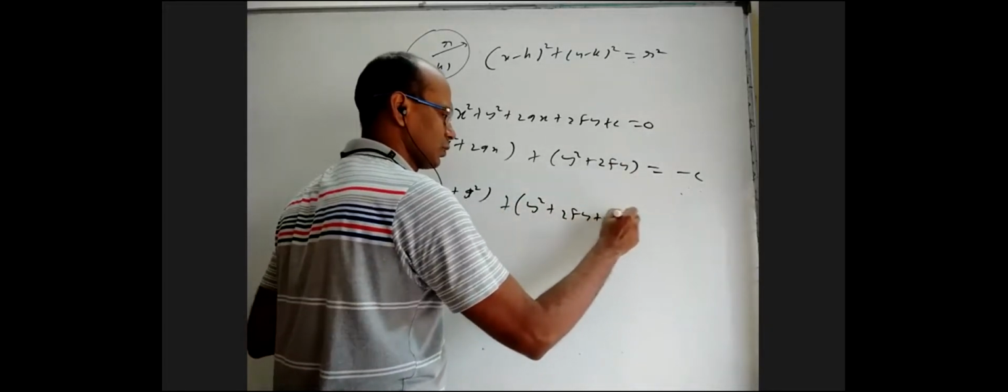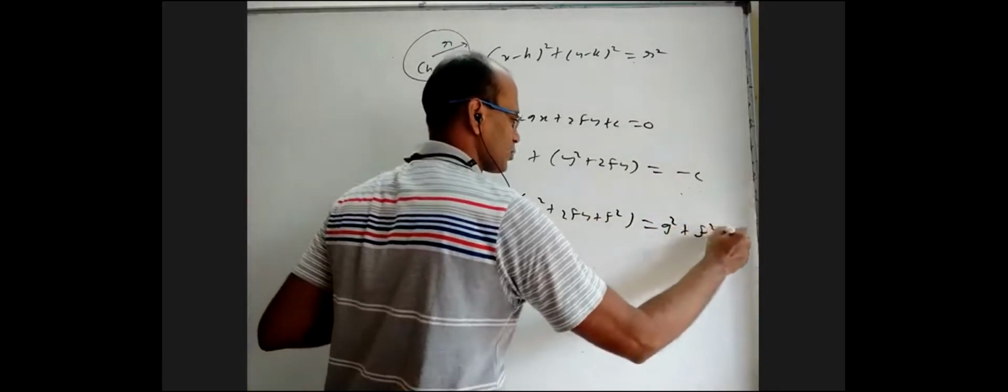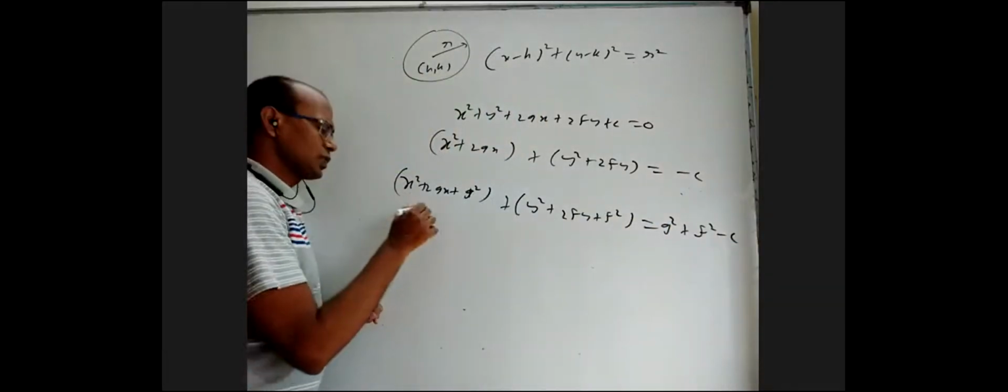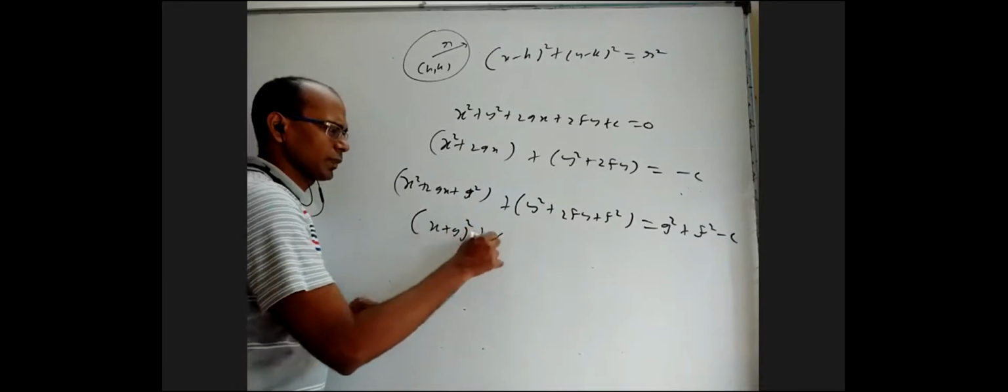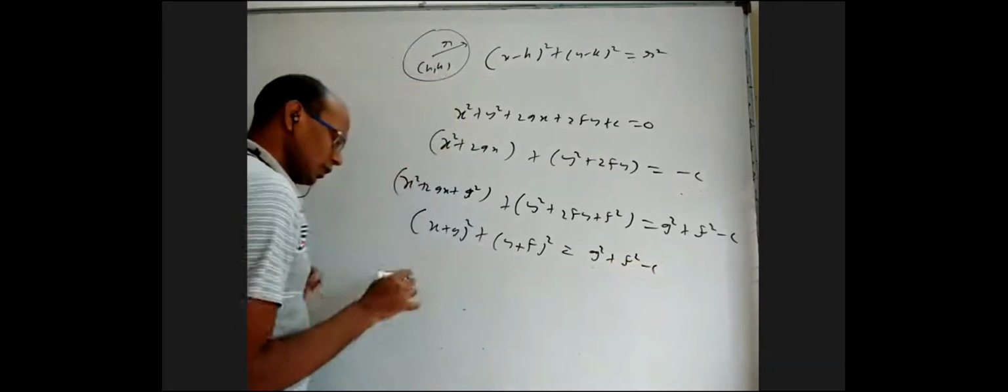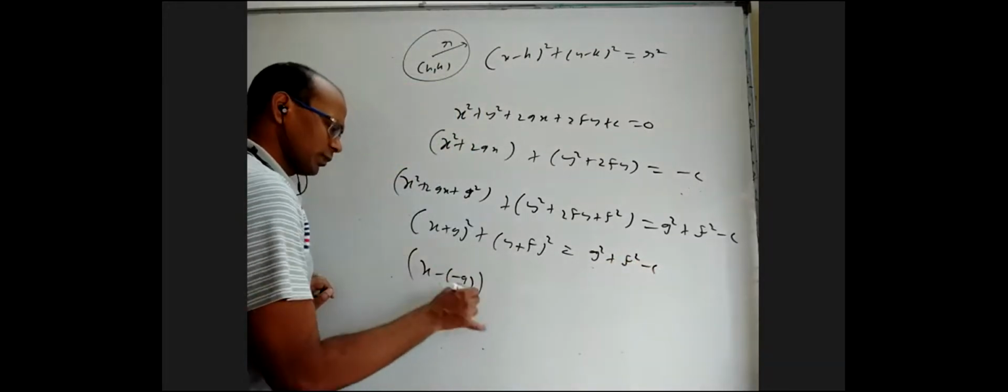So x square plus 2gx plus g square. And you can add f square on both sides: y square plus 2fy plus f square equal to g square plus f square minus c. So this is going to be x plus g whole square, and this is going to be y plus f whole square, equal to g square plus f square minus c. This is x minus minus g whole square, this is y minus minus f whole square, equal to the square of root of g square plus f square minus c. Now everything is fine. We can compare this and this.